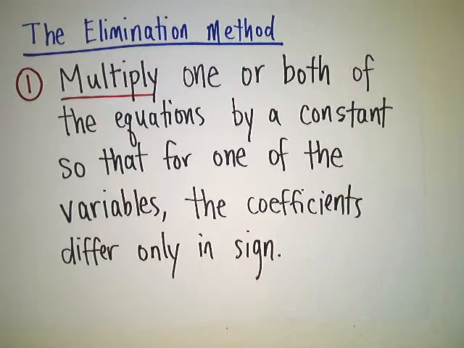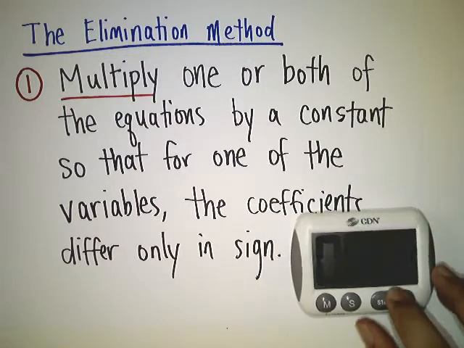The first step of the elimination method is to multiply one or both of the equations by a constant. Remember what a constant is. Check your notes. By a constant, so that for one of the variables, the coefficients differ only in sign. We want to multiply one or both of the equations by a constant, so that for one of the variables, the coefficients differ only in sign. Take 30 seconds, copy that down.